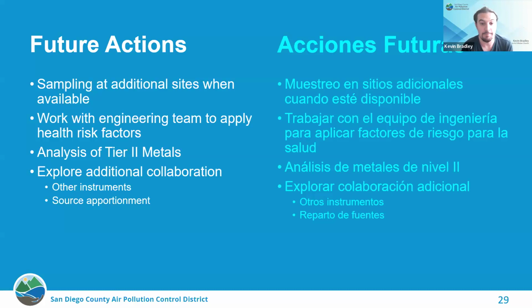Also, we'll include more analysis of some of the other metals that I didn't get to talk about too much today, some of those tier 2s, and continue to explore other ways of collaborating, making this data more publicly available, trying to perform some source apportionment in collaboration with other agencies so that we can better understand where these metals are coming from so that we can reduce the amount that they're getting into the air. Next slide, please.